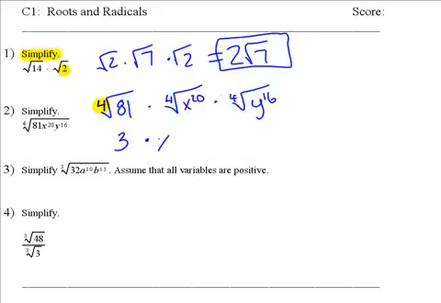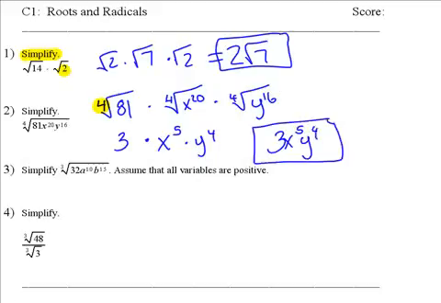The 4th root of x to the 20th, well, I asked myself how many times does 4 go into 20 evenly, and that would be 5 with none left over, so that's x to the 5th, times the 4th root of y to the 16th. How many times does 4 go into 16? That would be 4 with none left over. So my final answer here would be 3x to the 5th, y to the 4th. And that's all I need to do to simplify that. Questions on number 2?